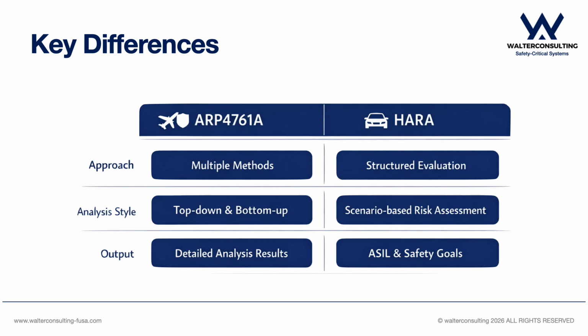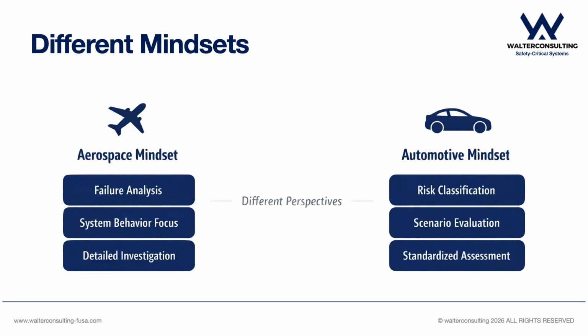Another key difference is the analysis style. ARP4761A combines top-down and bottom-up approaches. HARA is more scenario-based. The outputs are also different. HARA defines ASIL levels and safety goals. ARP4761A provides detailed analysis results. Another important difference is the underlying mindset.